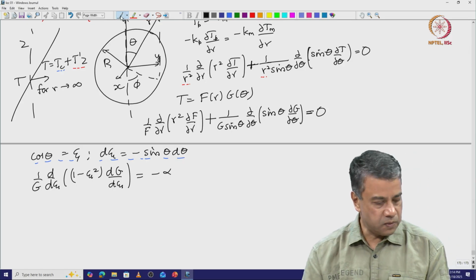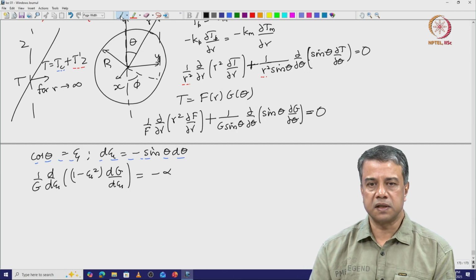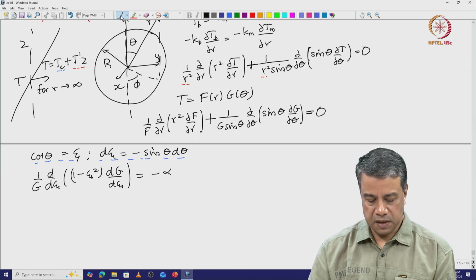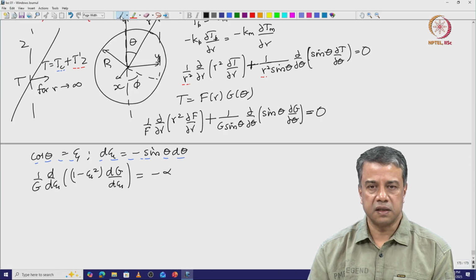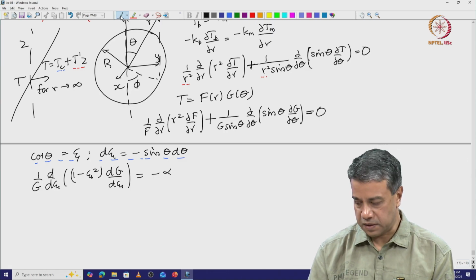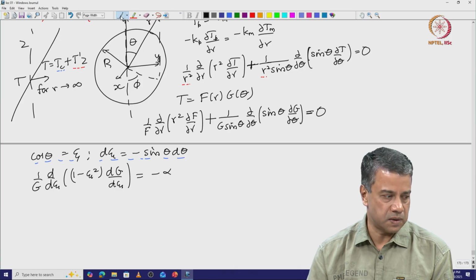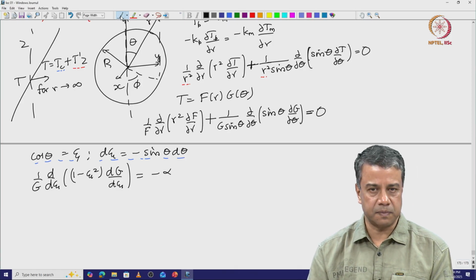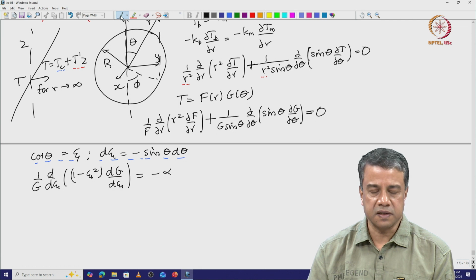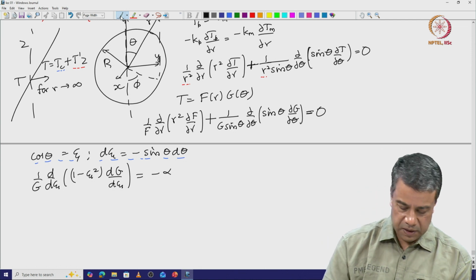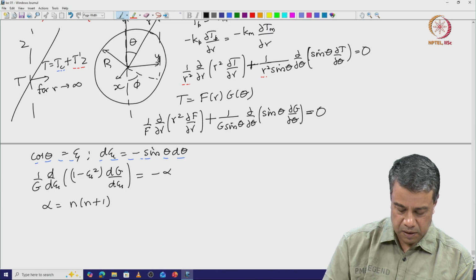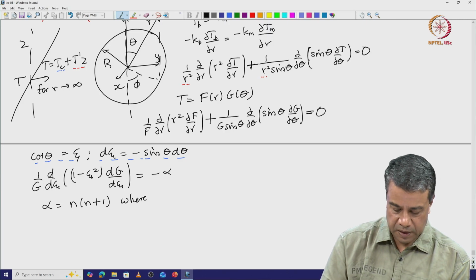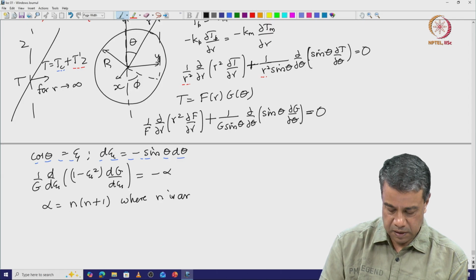And I had shown you by a series solution in the last lecture that this function g is finite at theta equal to 0 or pi, that is, cos theta equal to plus or minus 1. This function is finite only if alpha is equal to n into n plus 1, where n is an integer.